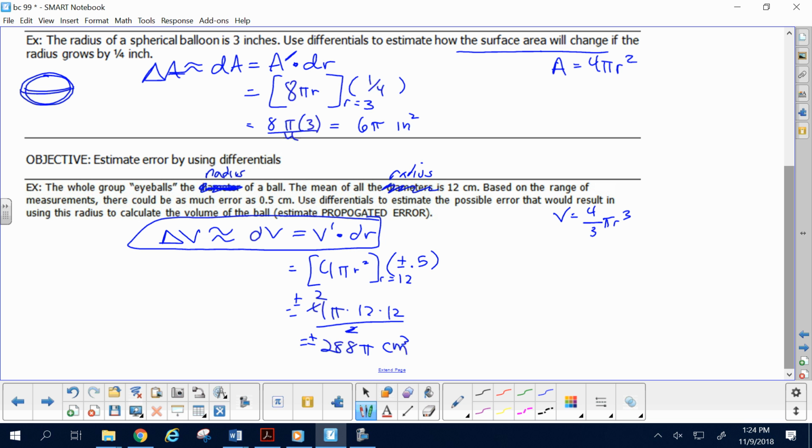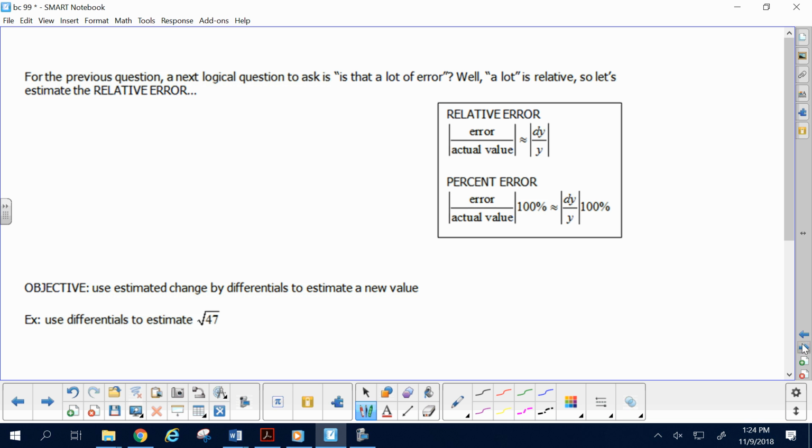Okay, now, the next part of this concept then is, my error is about 288 pi cubic centimeters. The follow-up question then would be, is that a lot? Well, if I measured a baseball and I was off 288 pi cubic centimeters, was I off a lot? Yes. But if I measured the sun and I was off 288 pi cubic centimeters, am I off a lot? No, that's practically zip. So wouldn't you agree then the answer to that question is that a lot of error is relative. It's relative to what you're measuring. So more often than just finding error in an engineering setting, you would find relative error. As it relates to that which you're measuring, is the error very big or not?